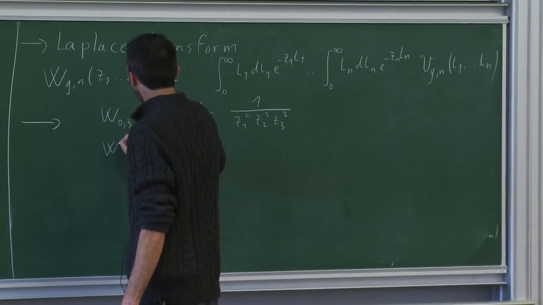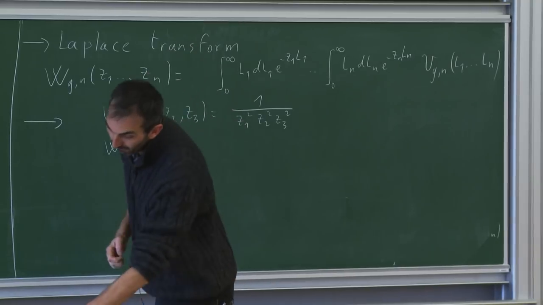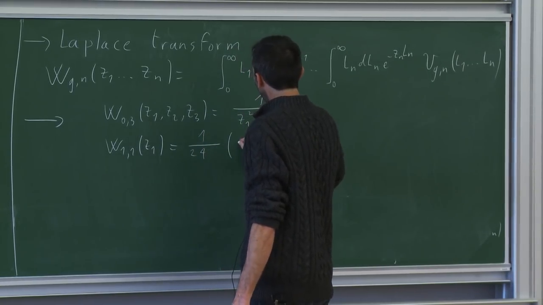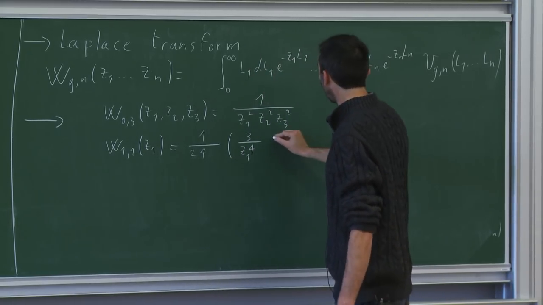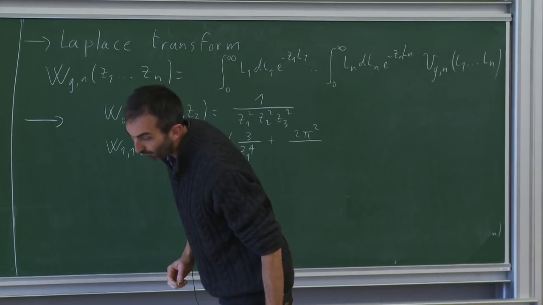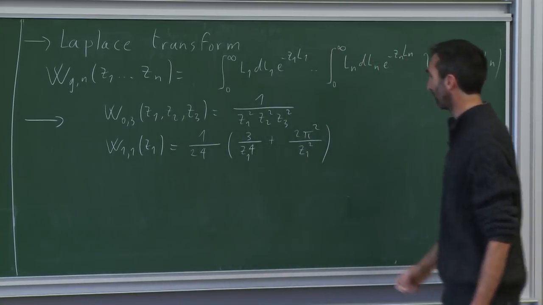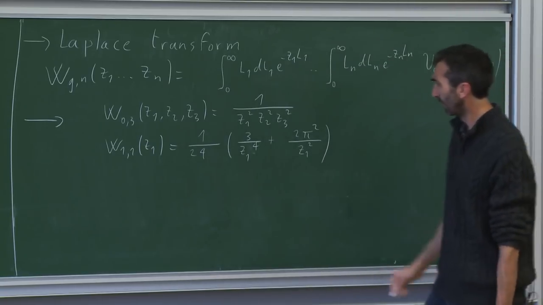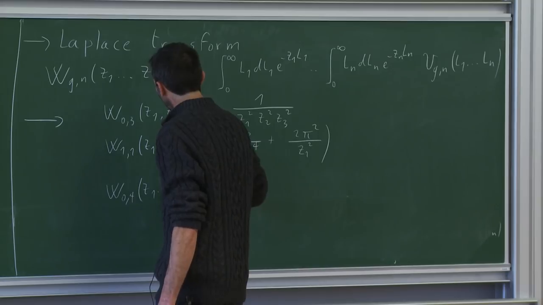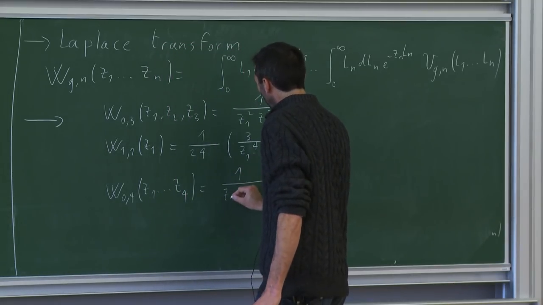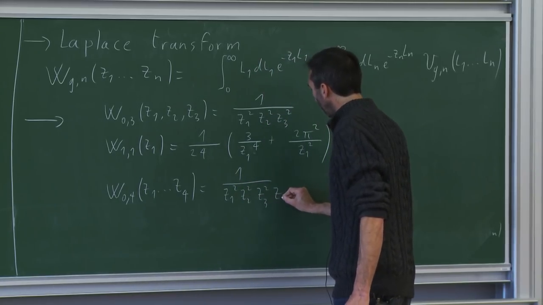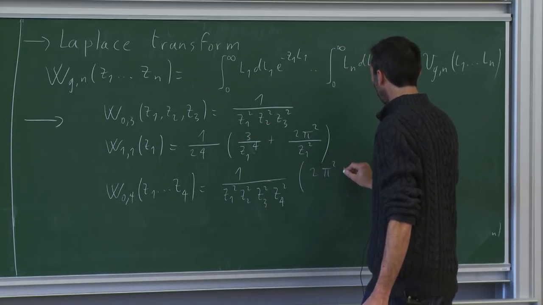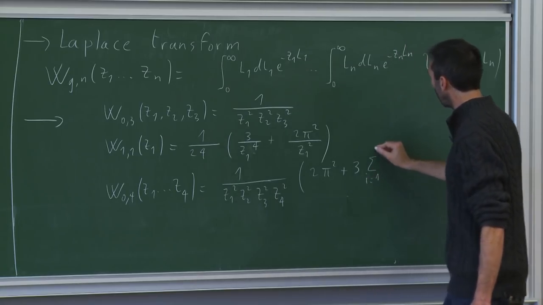Basically, W_{1,1}(z_1) is, let me write it this way, 1 over 24 times 3 over z_1 to the power 4 plus 2 pi squared over z_1 squared. Another example is W_{0,4}(z_1,...,z_4) equals 1 over z_1 squared, z_2 squared, z_3 squared, z_4 squared times 2 pi squared plus 3 times the sum from 1 to 4 of 1 over z_i squared.